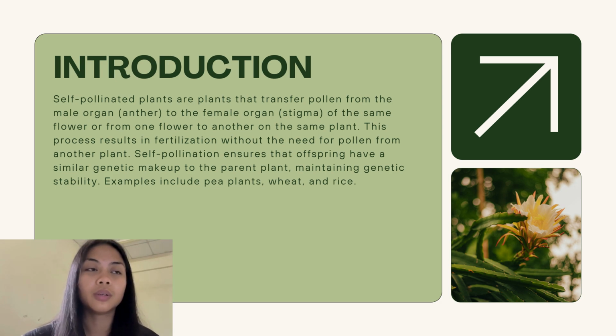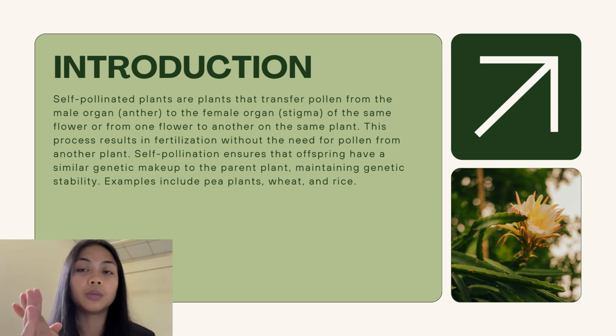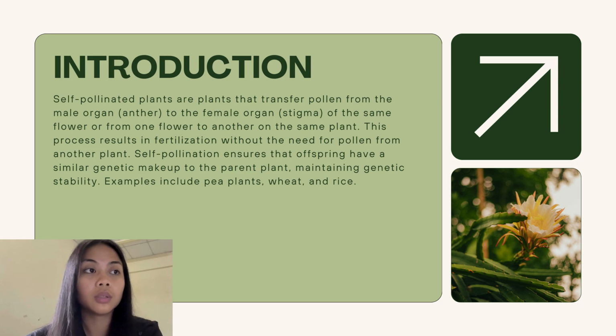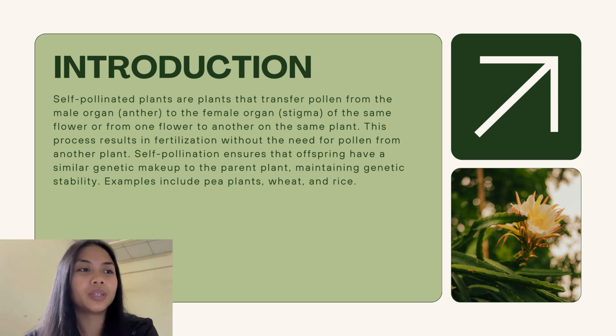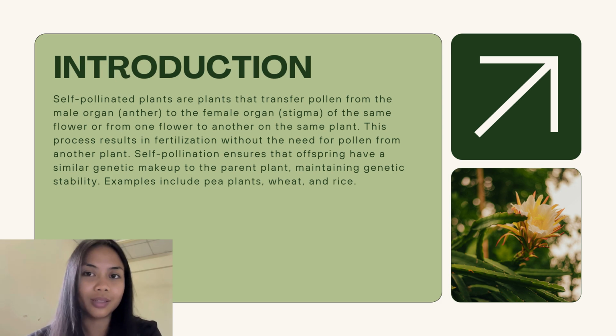For the introduction to this Part B, self-pollinated plants are plants that transfer pollen from the male organ, which we call the anther, to the female organ, the stigma, of the same flower or from one flower to another on the same plant. This process results in fertilization without the need for pollen from another plant. Self-pollination also ensures that offspring have a similar genetic makeup to the parent plant, maintaining genetic stability. Examples include tea plants, wheat, and rice.